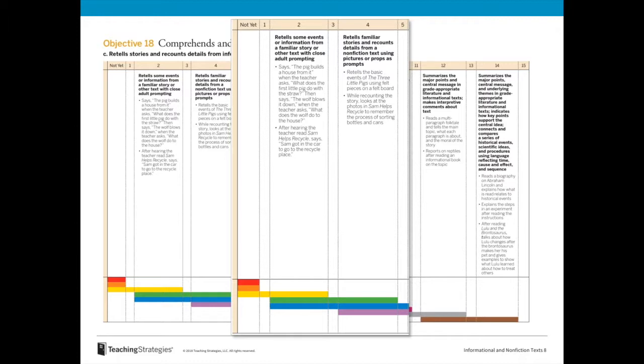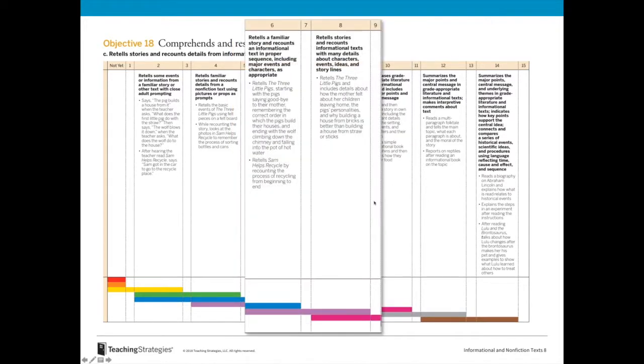That's when they start retelling you the story of the 3 Little Pigs that they've heard a million times, something they really enjoy. And then they're also able to tell you about things in their lives. So when we look at the middle part of the progression, which is the preschool years, they're retelling familiar stories, recounting informational text in the proper order, and including a little bit more detail.